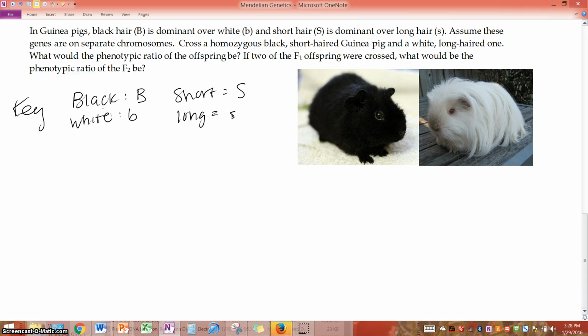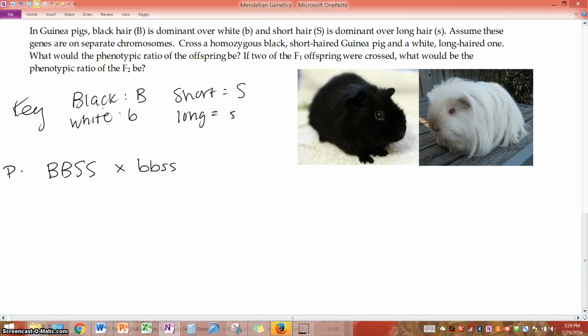So we are going to create our genotype so we know what we're crossing. This is just taking the combination of alleles. We need to decide if we're working with homozygous or heterozygous. So I know that I have a homozygous black, short-haired, and it isn't specified, so we're going to assume it's homozygous. And then we're crossing it with a white long one. In order to be recessive, it has to have both alleles and lack the dominant. B, little s, little s. So these are going to be our parental generation.